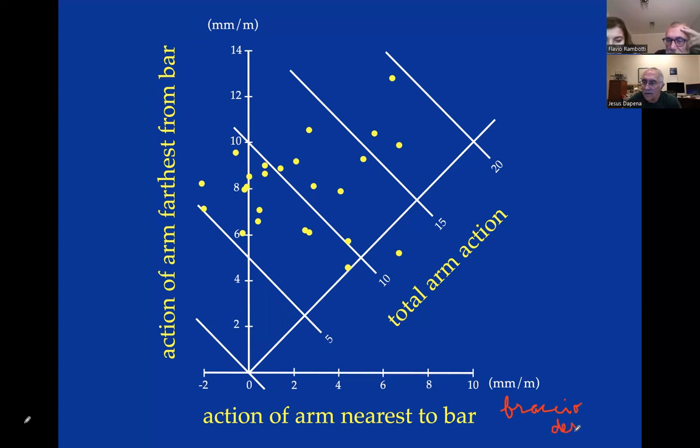Okay, so this is the right arm. The action of the right arm is the value you have horizontally. And here on the vertical part of the graph is the action of the arm that is farthest from the bar, which will be the left arm.